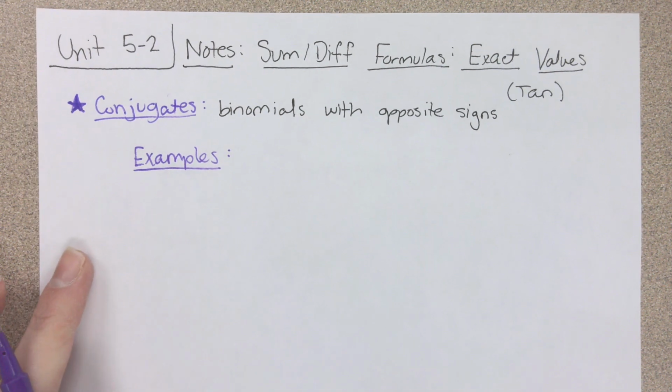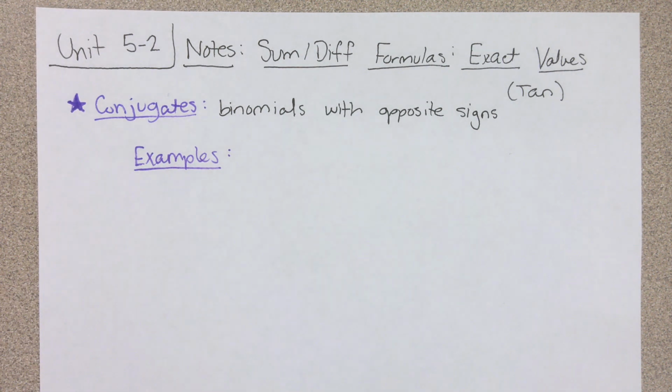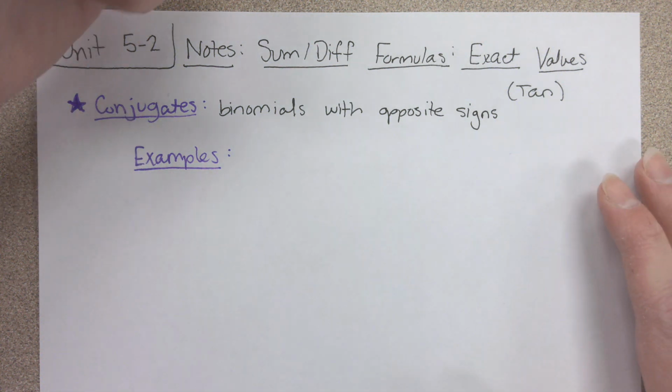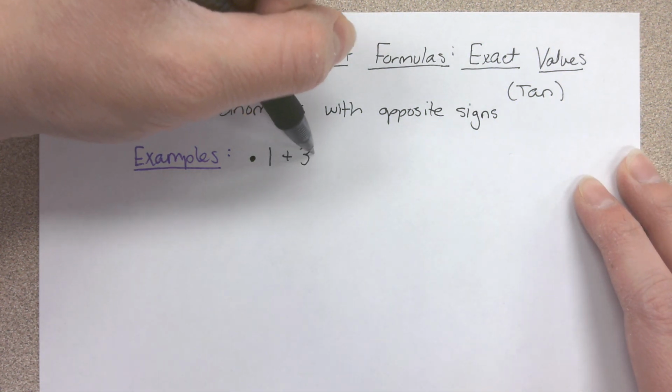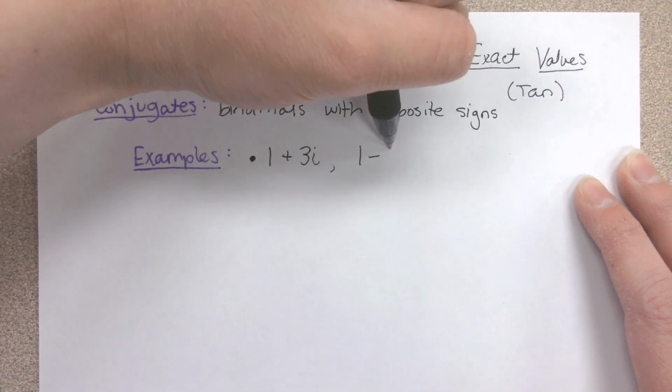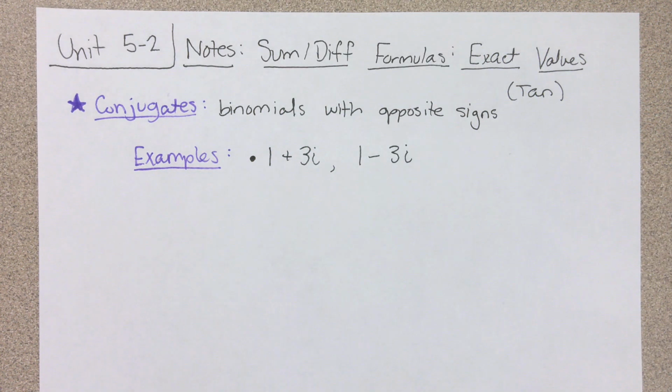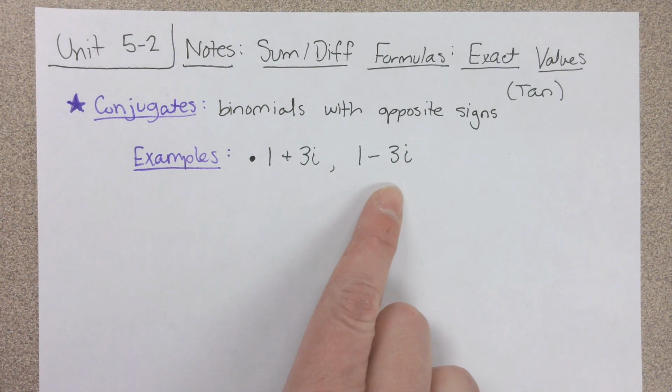We did use these briefly back in last semester during the complex numbers unit with the number i. We would use conjugates to solve problems. So an example of that would be 1 plus 3i and 1 minus 3i. That rings a bell. Remember seeing that even briefly. Those are conjugates of each other because one is a plus and one is a minus.